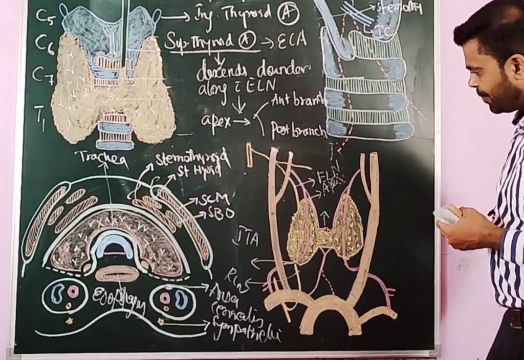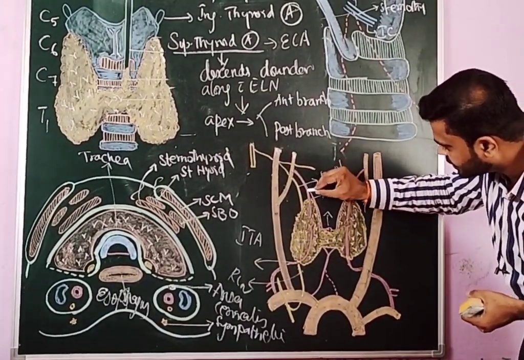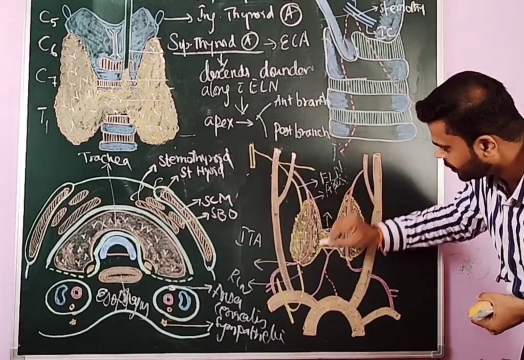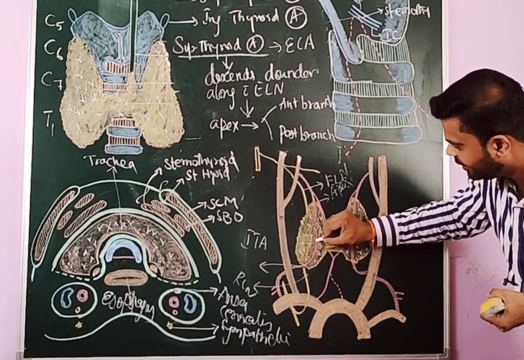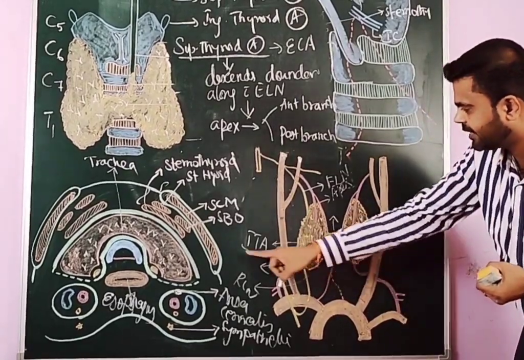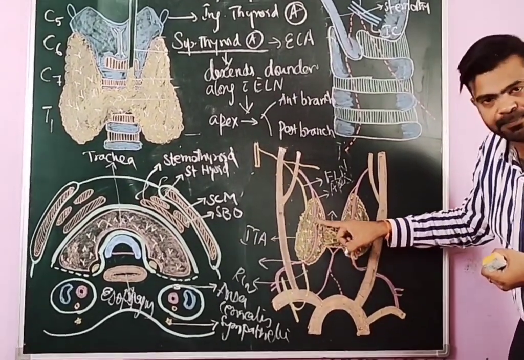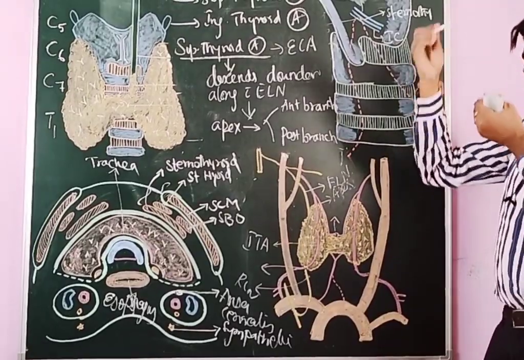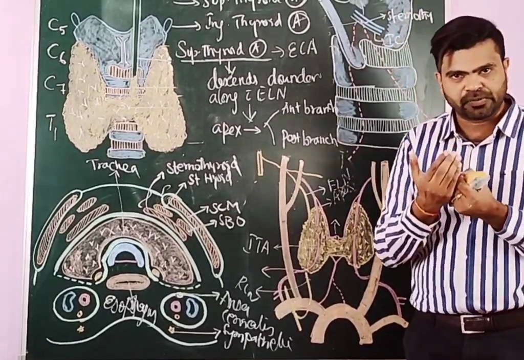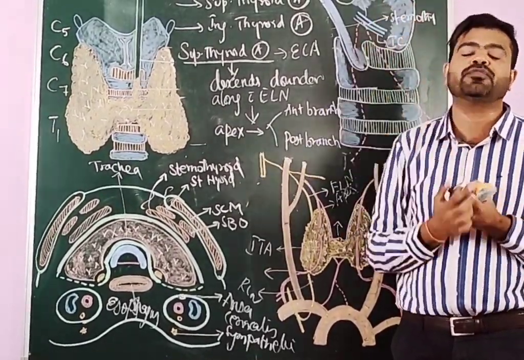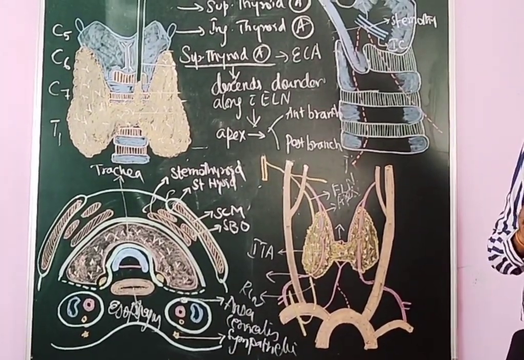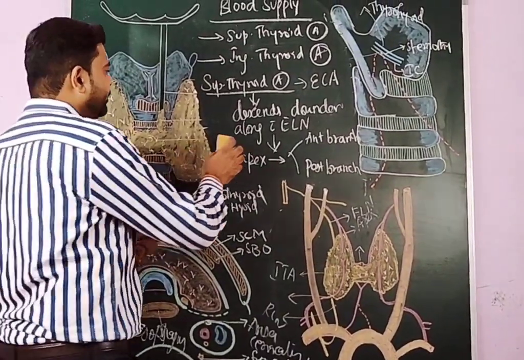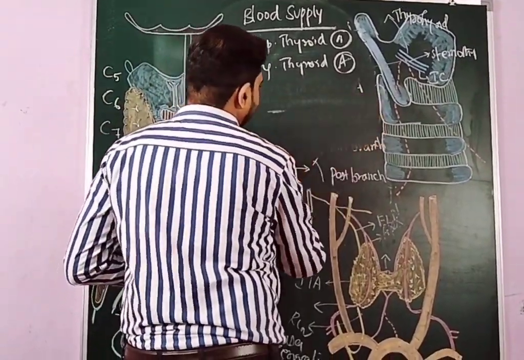Next, the posterior branch passes downwards along the posterior border. It anastomoses with the ascending branch of inferior thyroid artery. This is the inferior thyroid artery, and this is the ascending branch of inferior thyroid artery. So the posterior branch anastomoses with the ascending branch of inferior thyroid artery. So this is about the superior thyroid artery. Next we will go for the inferior thyroid artery.